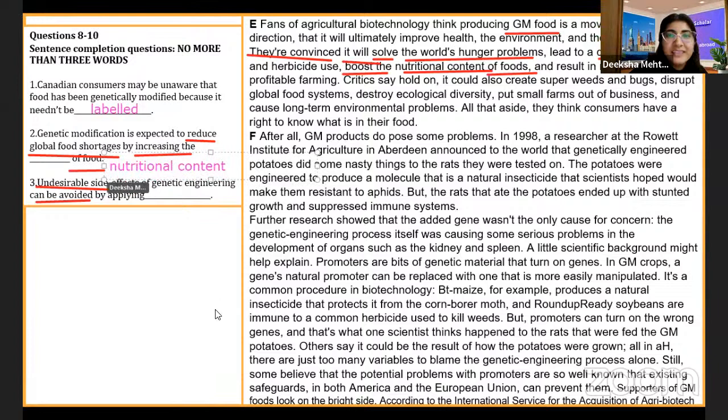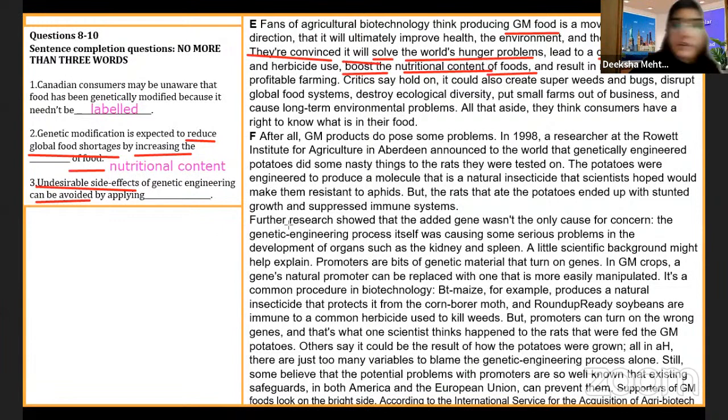It will create superweeds and bugs, yes. But that is not how the global food shortage is being decreased. Look at the question, isn't it? All right, the third question was tricky, I agree. Undesirable side effects of genetic engineering, right? So here, this entire passage is talking about the undesirable side effects, the entire passage, right?